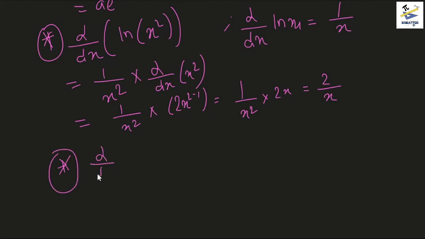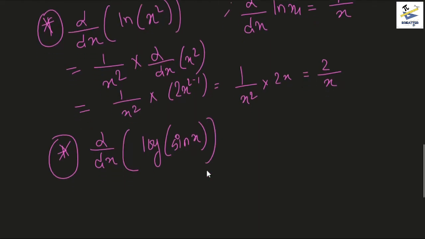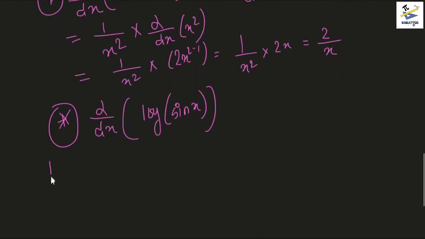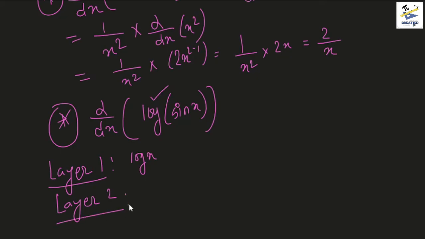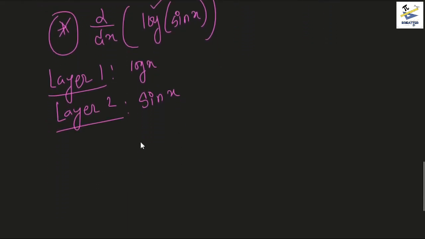Let us try to evaluate d/dx of log of sin x. Now, how many layers are there? Let me clarify. Layer 1 is the first layer of function. This is log, so layer 1 is log x. And what is layer 2? Layer 2 is sin x, correct? So it is log x and it is sin x. Now, the answer can be written directly if we have that in mind, because we differentiate one by one, and we keep on doing that until we reach the inner bottom where x is present.